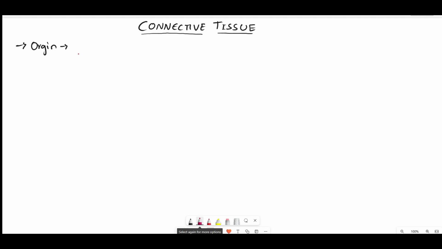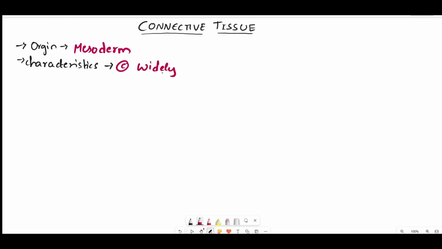Origin: it is developed from the mesoderm. An important characteristic is that the cells are widely separated from each other. It has two basic elements: the first one is the extracellular matrix and the second one is the cells. This extracellular matrix is present in between the cells, which are widely separated.